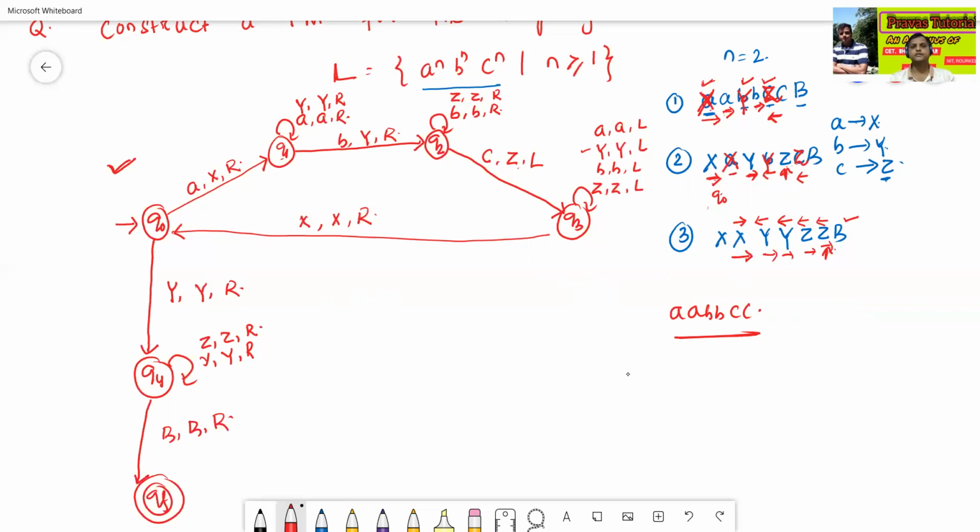So this is the construction of a Turing machine for the language L equals A to the power n, B to the power n, C to the power n, where n is greater than or equal to 1. Now we'll try to construct one more Turing machine.